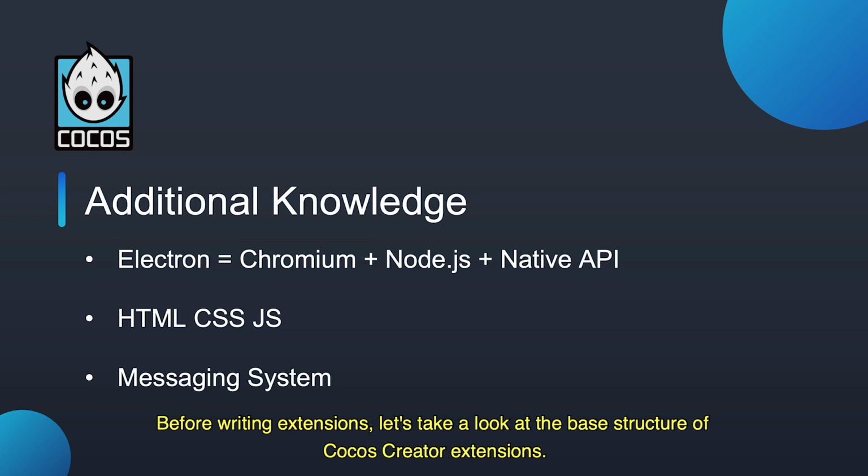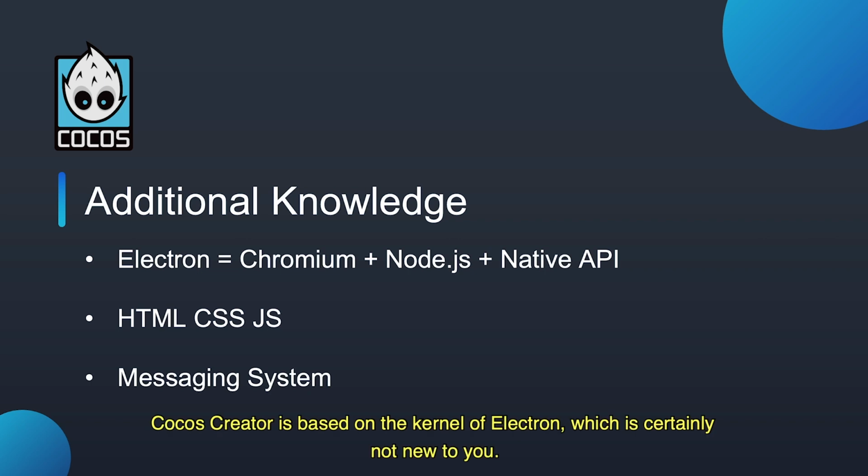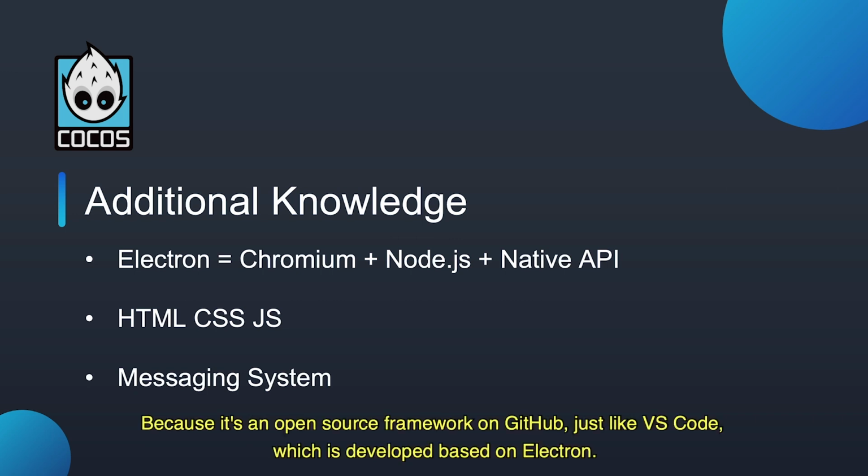Before writing extensions, let's take a look at the base structure of Cocos Creator extensions. Cocos Creator is based on the kernel of Electron, which is certainly not new to you, because it's an open source framework on GitHub, just like VS Code, which is developed based on Electron.